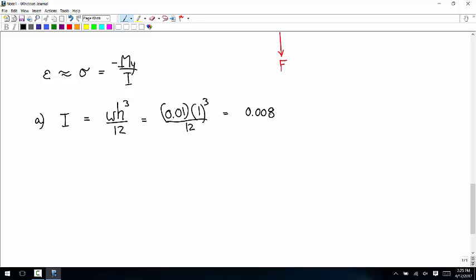What are the units? Meters to the fourth. That's for the one that's taller than it is wide, the rectangle that's taller than it is wide.